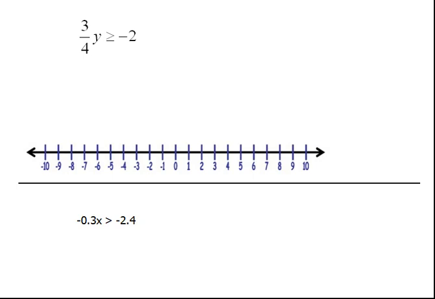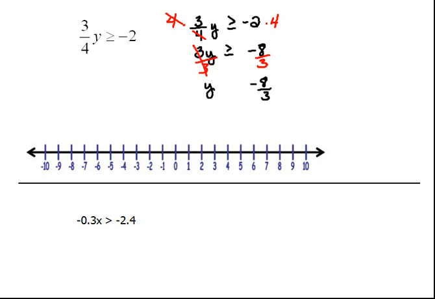In our next example here, we have 3/4 y is greater than or equal to negative 2. So the first thing I'm going to do is multiply both sides by 4. Now we have 3y on the left. Negative 2 times 4 is negative 8 on the right. We did not multiply or divide by a negative, so our symbol stays the same. Now we're going to divide both sides by 3 to get y on the left and negative 8/3 on the right. We did not divide again by a negative, so our symbol stays the same.